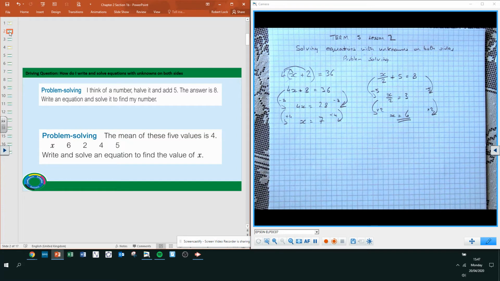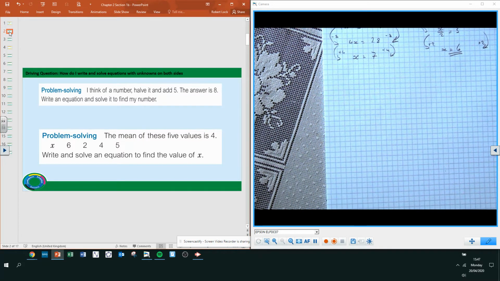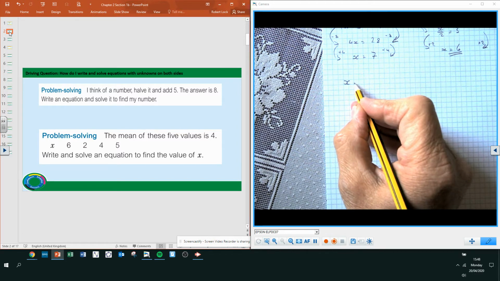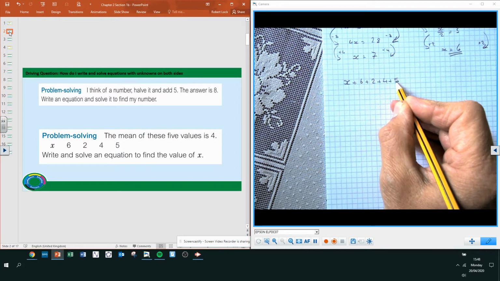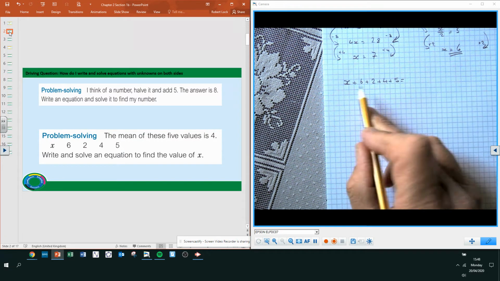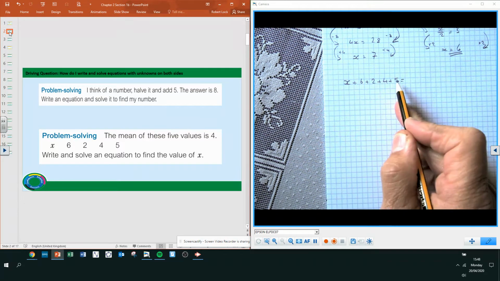Next question, problem solving. The mean of these 5 values is 4. x plus 6, 2, 4, and 5. Write and solve an equation to find the value of x. The mean is the sum of the values divided by the number of values. So x plus 6 plus 2 plus 4 plus 5 equals, well, the sum of the values is the mean multiplied by the number.